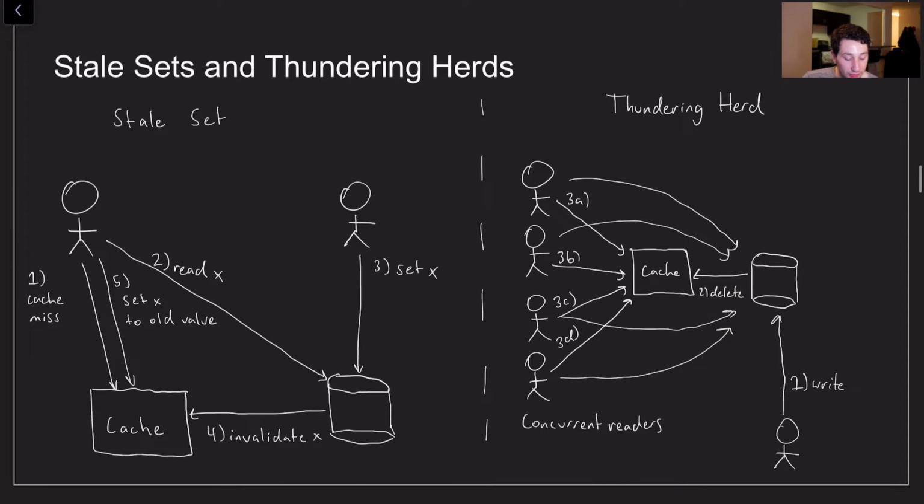Okay, so now I'm going to describe a couple of problems that also come up in a system like this, and then we're going to talk about how we actually solve them. So the first is called a stale set. So it's a pretty simple system.